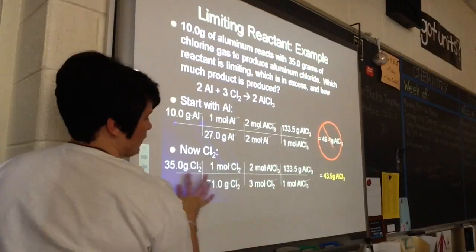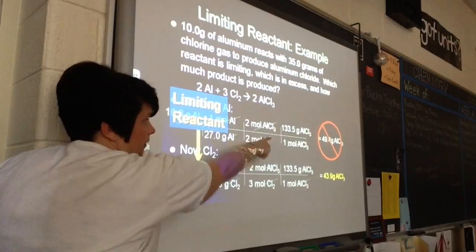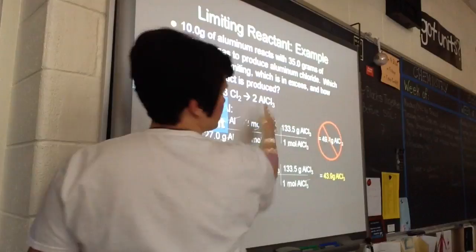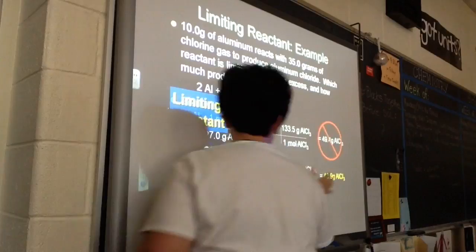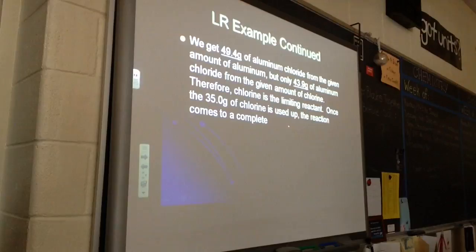Yep. The chlorine is the limiting reactant because it makes the smaller amount. Chlorine, limiting reactant. Which means then that aluminum is then what? In excess. The excess. And then the answer to the question, how much product is produced, the limiting reactant allows for 43.9 grams of aluminum chloride to be produced. So the answers are limiting reactant, chlorine, excess reactant, aluminum, and the amount of product produced is the amount that is produced from the limiting reactant. Okay?